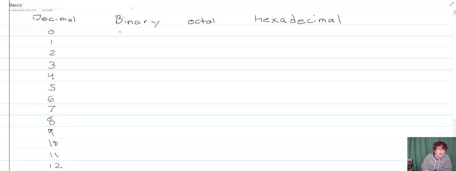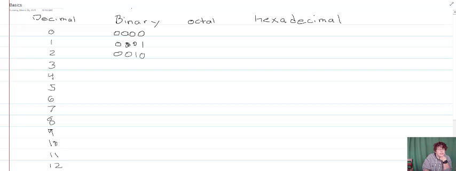So the binary number for 0 is 0, 0, 0, 0. And then each time we're going to go up by 1. But remember, we only have ones and zeros to work with. So our next one is 0, 0, 0, 1. The next one we can get to is 1, 0. So 2 is 0, 0, 1, 0.